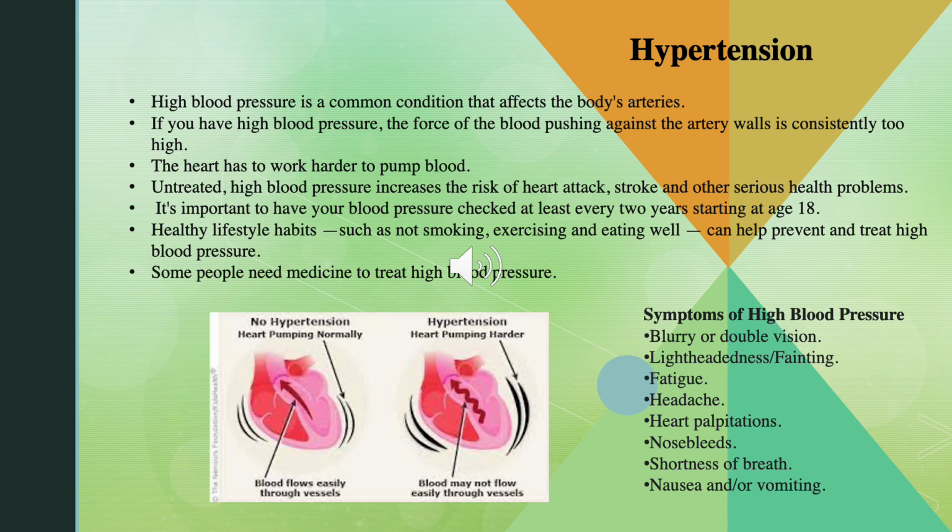Know that it can help prevent and treat high blood pressure. Some people need medicine to treat high blood pressure. That's pretty obvious. Take heed to these symptoms of high blood pressure: blurry or double vision, lightheadedness, fainting, fatigue, headache, heart problems and palpitations, nosebleeds, shortness of breath, nausea, vomiting. If you have persistent headaches, that is a direct indicator of having hypertension. So if you ever hear someone complaining of persistent headaches that go on for weeks at a time, you need to get them to the doc ASAP, because they probably need an antihypertensive.